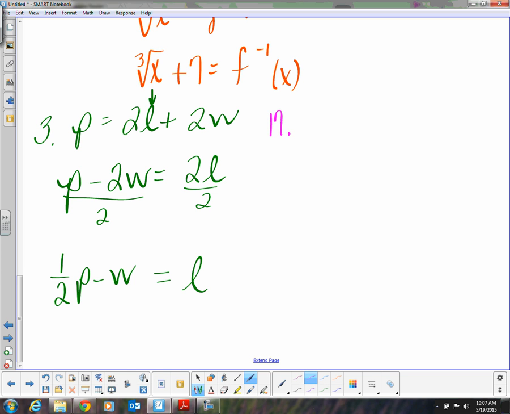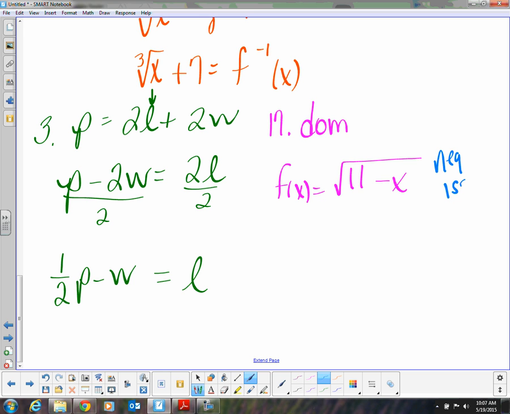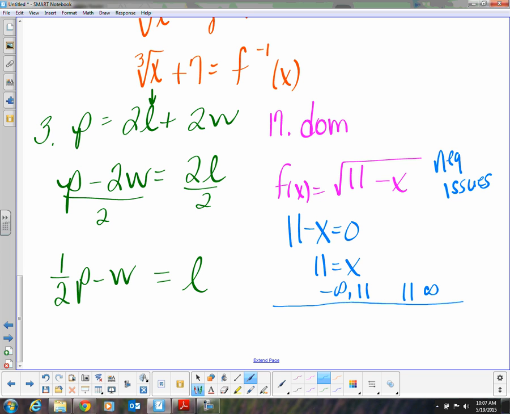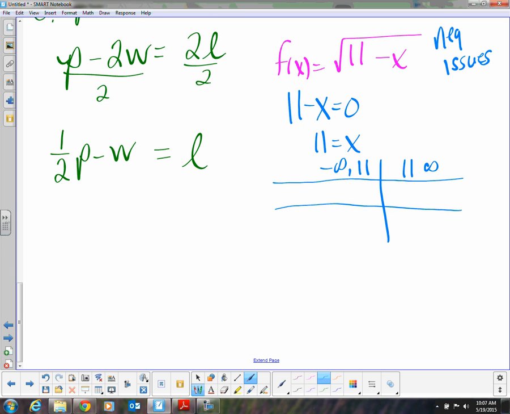17 said? The domain of f(x) equals the square root of 11 minus x. What are the issues? Even radical, what are the issues? They're negative issues. So what does that mean you have to do? A table. So when we start our table, we're going to have negative infinity to 11 and 11 to infinity. Now you're going to do test values. Give me some test values.